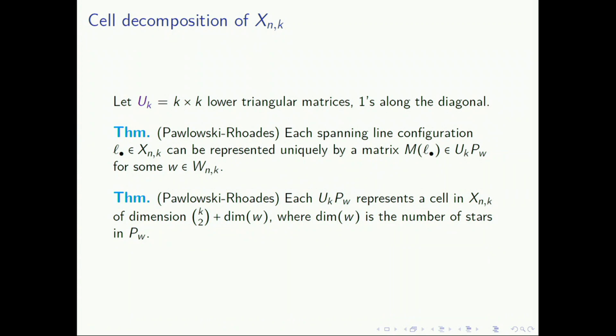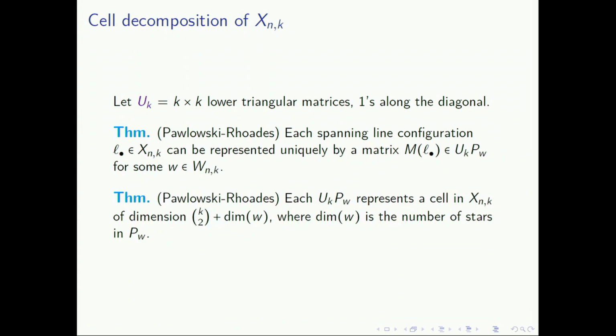And what Pawlowski-Rhodes showed is that every single one of the spanning line configurations can be represented uniquely by a matrix in the product of these two sets, UK times the pattern matrix PW, for some Fubini word W, which has length n, and it's a Fubini word with k elements. Okay, so this is a unique representation. Every single one is a complete parameterization of this space then, right?